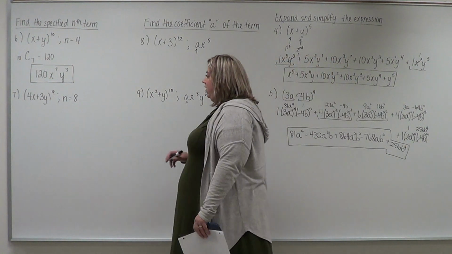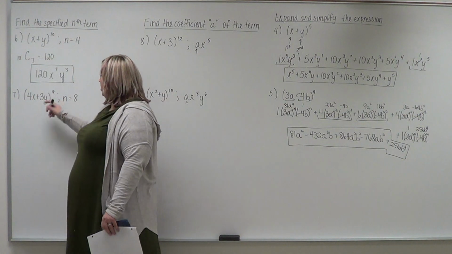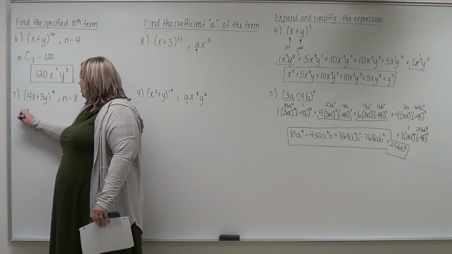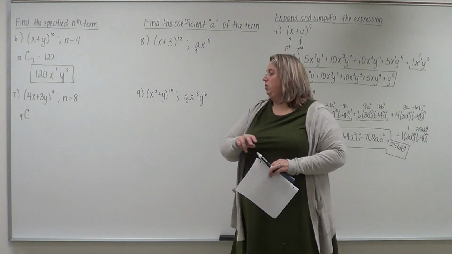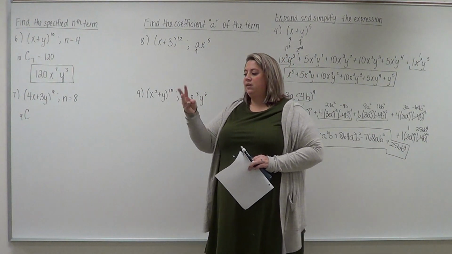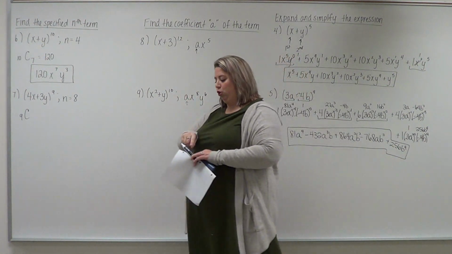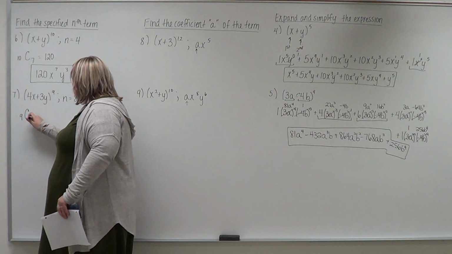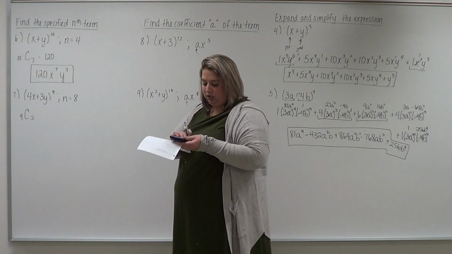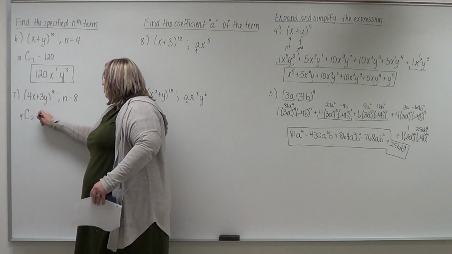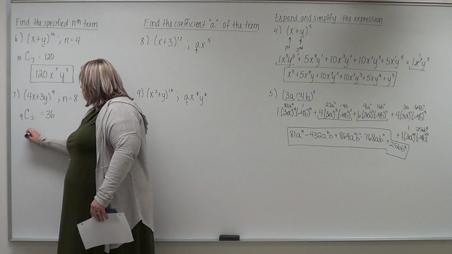Okay, on number 7, we're finding the 8th term. So if I want to find my coefficient first, my exponent's 9, so this would be 9c. Okay, so if I want to find my 8th term, I'm going to count them out. So I would go 9, 8, 7, 6, 5, 4, 3, 2. So this would be 9c2. So if I find 9c2, it gives me 36. Okay, so I would have 36.